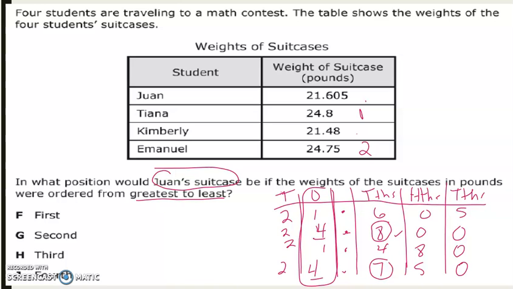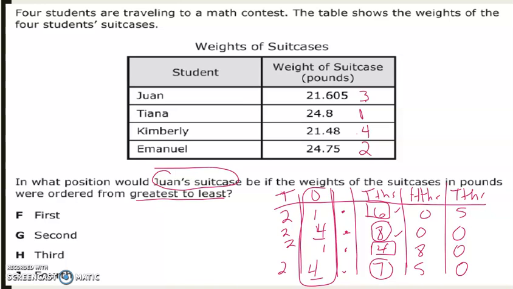Okay. So again, I have the 1 in the ones place. So I have to go to my tenths place. I have a 6 and a 4. And again, I'm putting them in order from greatest to least. My greatest number being 6. So that's going to be my third number, 21 and 605 thousandths. So that means 21 and 480 thousandths is my fourth value.